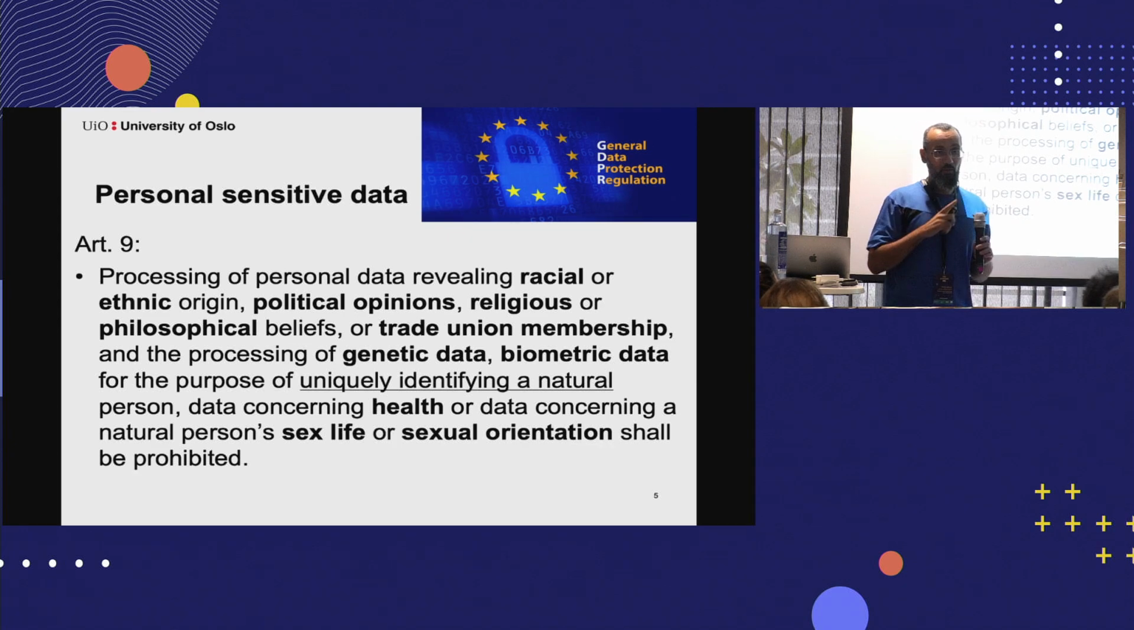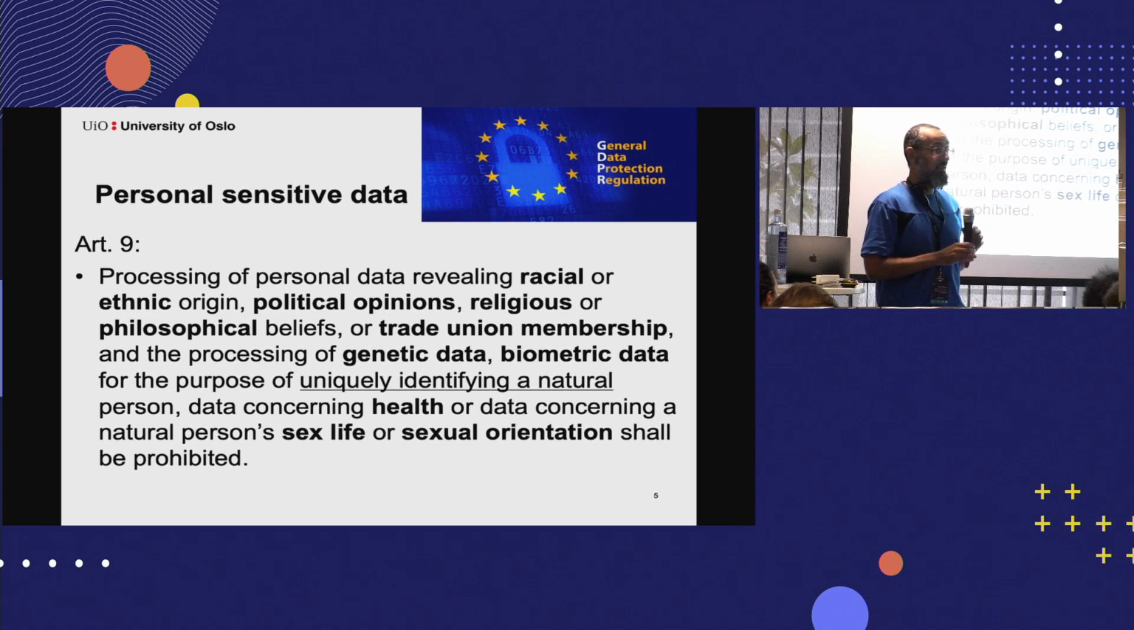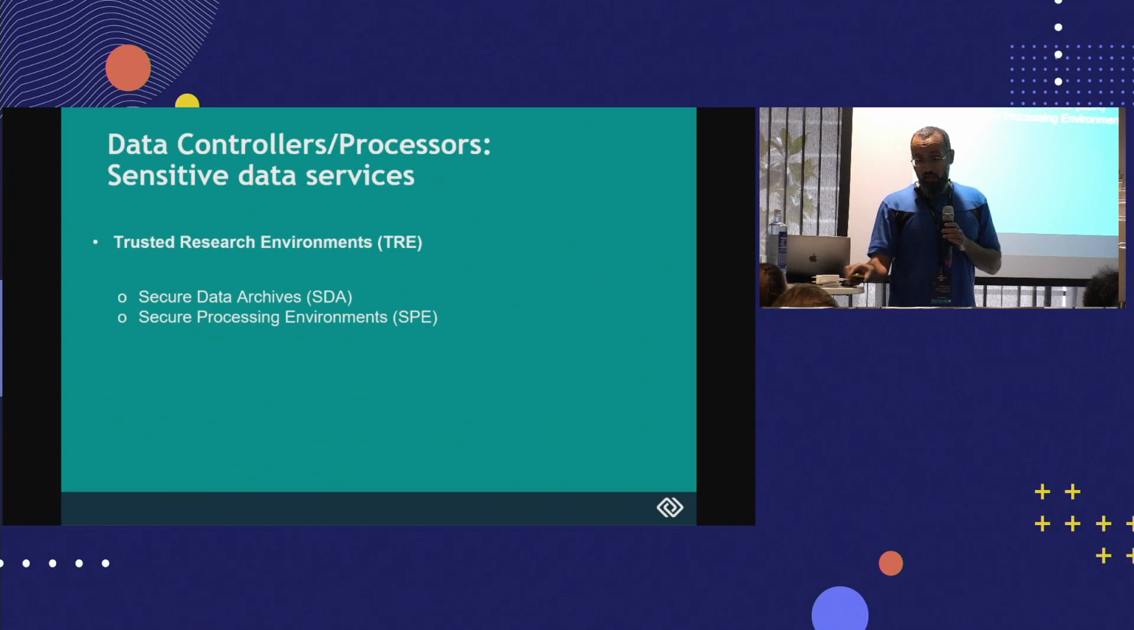And this is our topic, the sensitive data. This is the definition in the GDPR for sensitive data, mainly the data that can be used to uniquely identify a natural person. The processing of this sensitive data needs to be very restricted. And part of the concepts in GDPR, they define something called data controllers or data processors. And these, in brief, are two types: secure processing environments, those who do the processing, and secure data archives, where the data are kept.